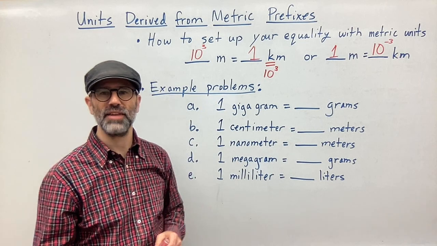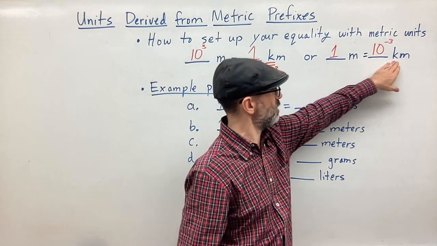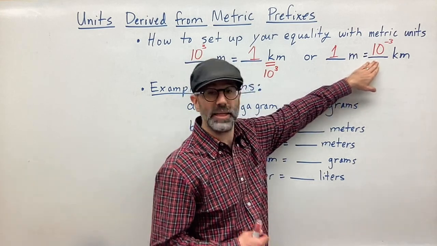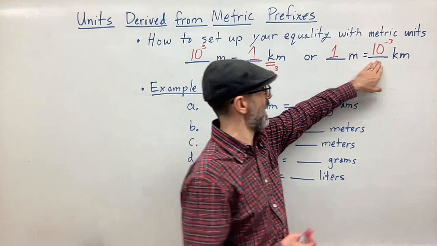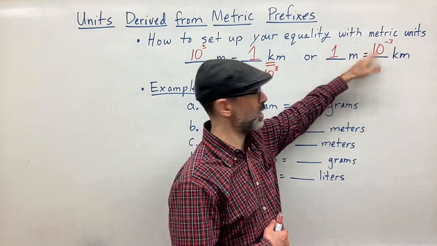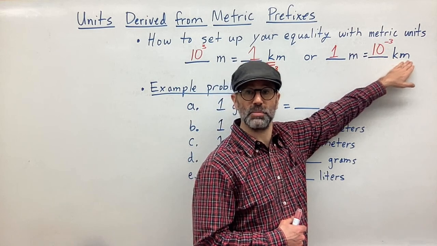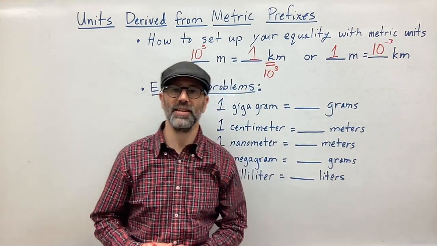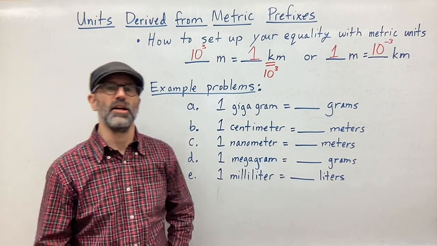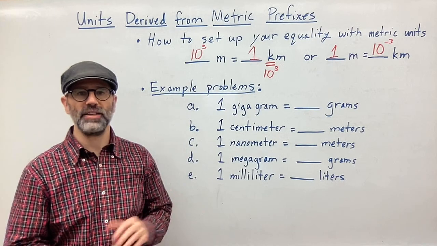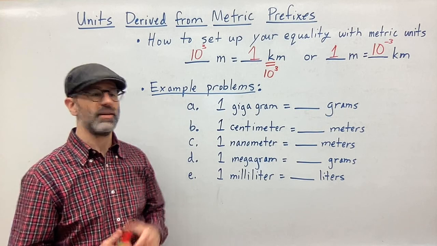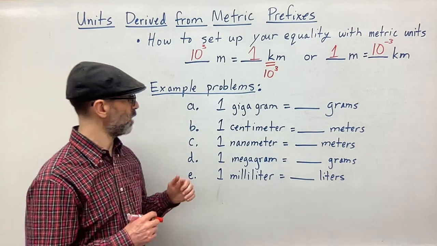So you can kind of think of that as, since the prefix means 1,000, and here you're doing 10 to the negative 3, you could think of it as canceling out the k. So 1,000 times 10 to the negative 3 cancels out, and you end up with just meter. You can think of it in those terms if that helps. Okay, so with that out of the way, hopefully that is a good explanation of how to set up your equalities. Let's go ahead and do some example problems.